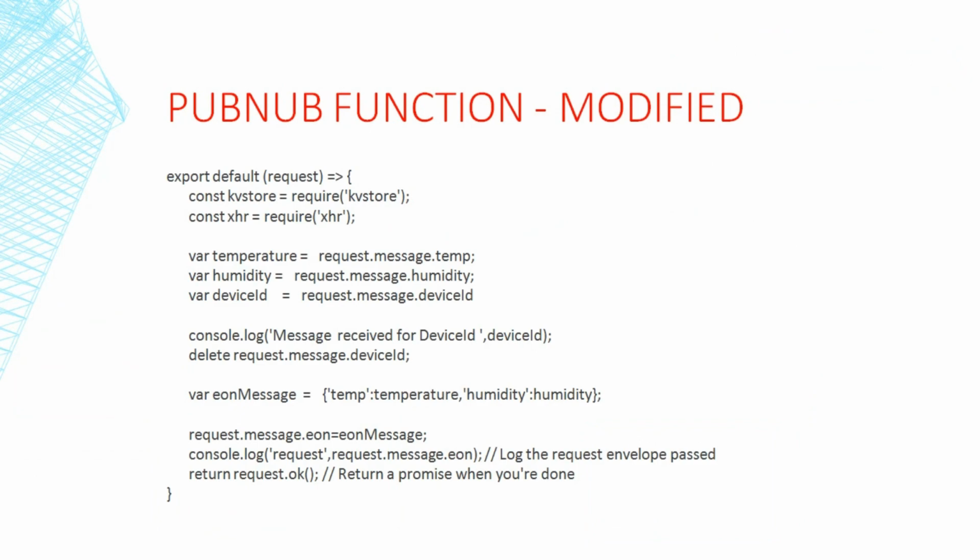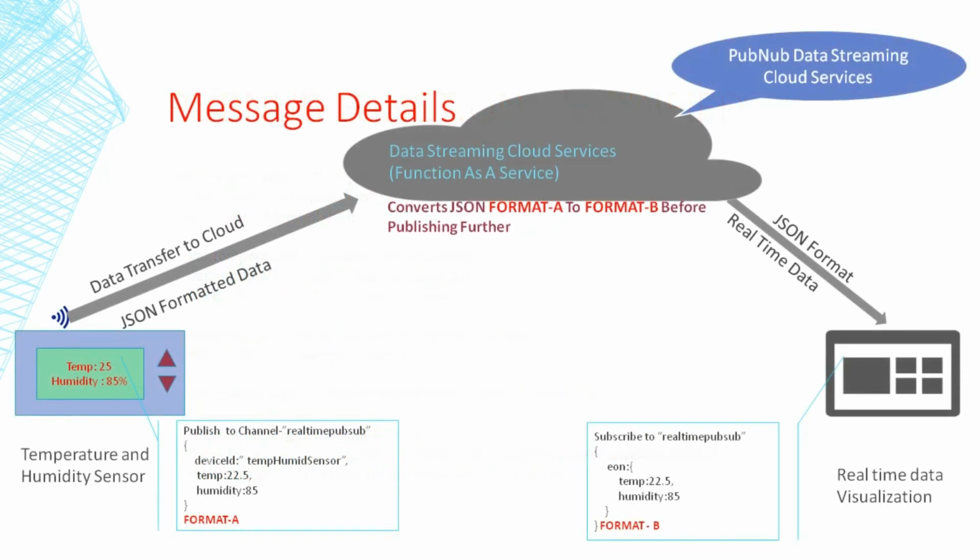Now before we, sorry, let's go back. So before we publish it further to the real-time data visualization system on the right side, the message has to be formatted from format A to format B, because the real-time data visualization system understands format B. This can be very easily done in the function that we created in PubNub. So let's go and look into how this conversion is happening in the PubNub function.